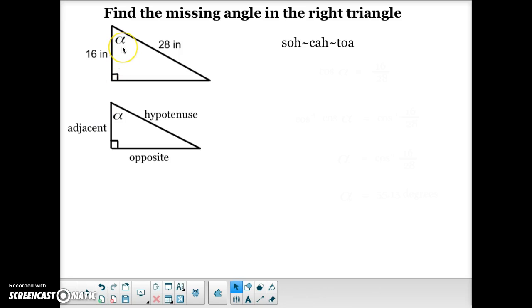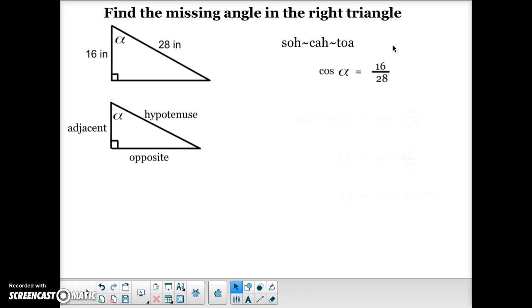In the triangle I'm trying to find alpha in, I know the adjacent side and the hypotenuse. Since I know adjacent and hypotenuse, I'm going to use the trig function cosine. So I'm going to write that down as cosine alpha is going to be the same as 16 over 28, because 16 is the adjacent side, and 28 is going to be the hypotenuse.